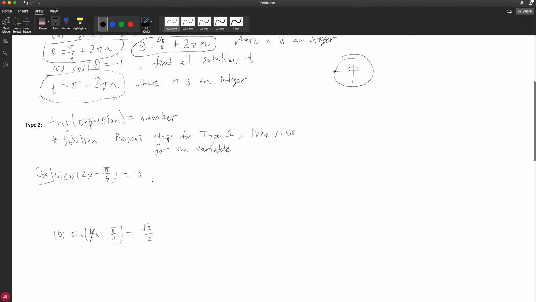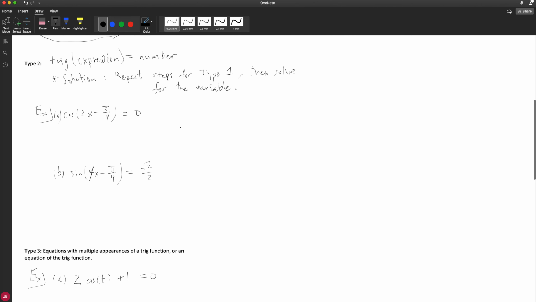Okay, now type 2, we're going to do pretty much the same thing, only now we're going to have expressions, right? So look in the cosine column, find all angles that when you plug them into cosine give you a value of 0. So the first one, whatever 2x minus pi over 4 is, it has to equal, well, angle pi over 2, right? But we know that since cosine repeats its values every 2 pi units, we do a plus 2 pi n.